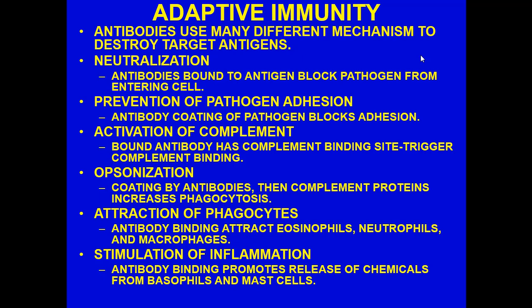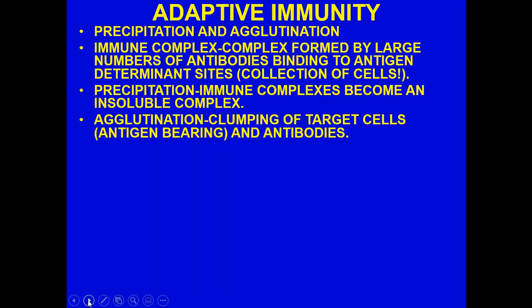Attraction of phagocytes. Antibody binding will attract eosinophils, neutrophils, and macrophages, which is kind of what we just mentioned. And then what also happens is stimulation of inflammation, because antibody binding promotes the release of chemicals from the basophils and mast cells, which will trigger inflammation, the inflammatory response.